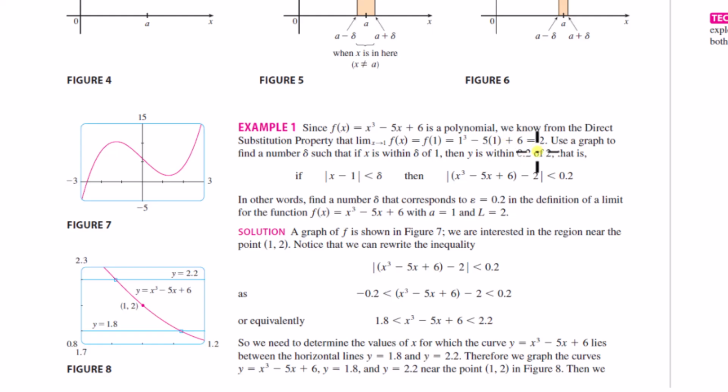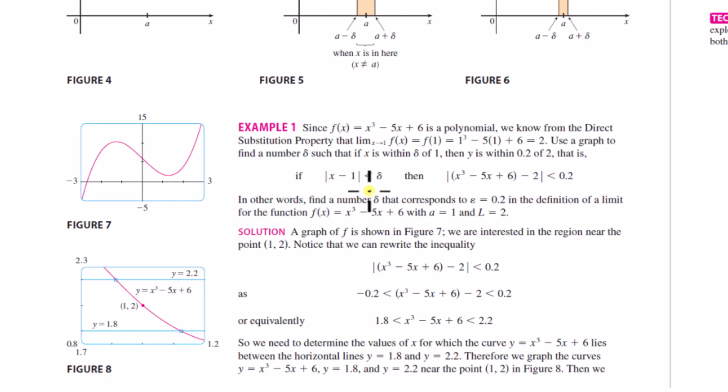So now what they want us to do is think about the precise definition of this limit by analyzing: if epsilon is equal to 0.2, then what would delta be? And they want us to do this graphically. So, okay, here's the graph of this third-order polynomial. And the idea is, so, okay, they state the problem here.